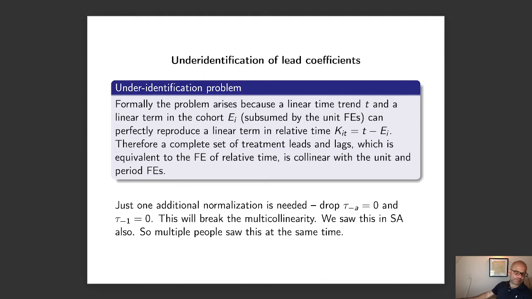So I'll just read it. Formally, the problem arises because a linear time trend t and a linear term in the cohort e can perfectly reproduce a linear term in relative time. Basically, they're describing a multicollinearity problem. They've got this perfect multicollinearity in relative event time. Therefore, a complete set of treatment leads and lags, which is equivalent to the fixed effect of relative time, is collinear with the unit and period fixed effects. So you can't do it. So you have to have an additional normalization. All right. You need to drop another unit. That'll break another lead, and that'll break the multicollinearity.